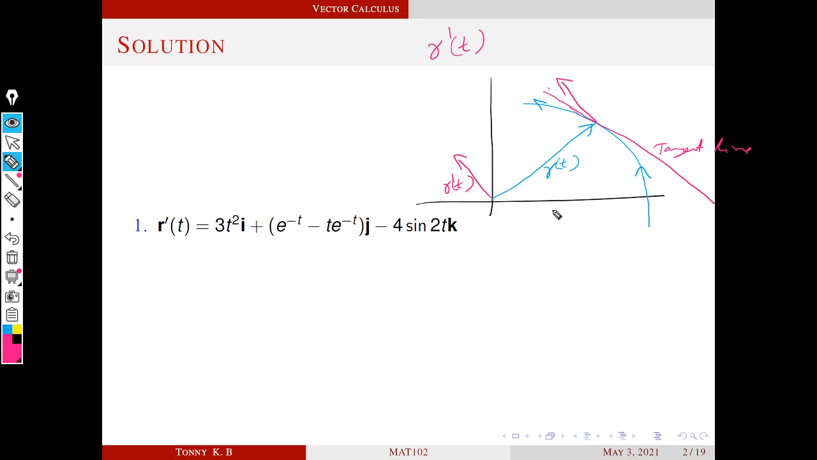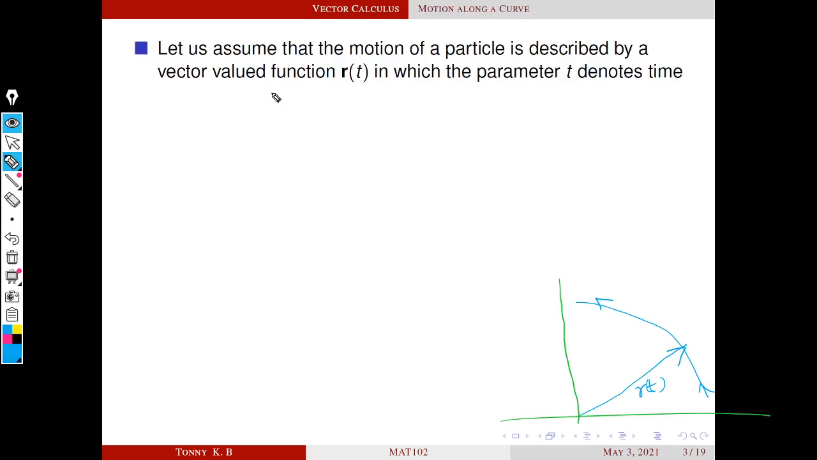Okay. In this session, we will discuss about motion along a curve and its properties. And its properties means we have to discuss about how to find the velocity, acceleration, and speed of a particle if it is moved through a vector valued function. Okay, let's start. Let us assume that the motion of a particle is described by a vector valued function r of t in which the parameter t denotes time.